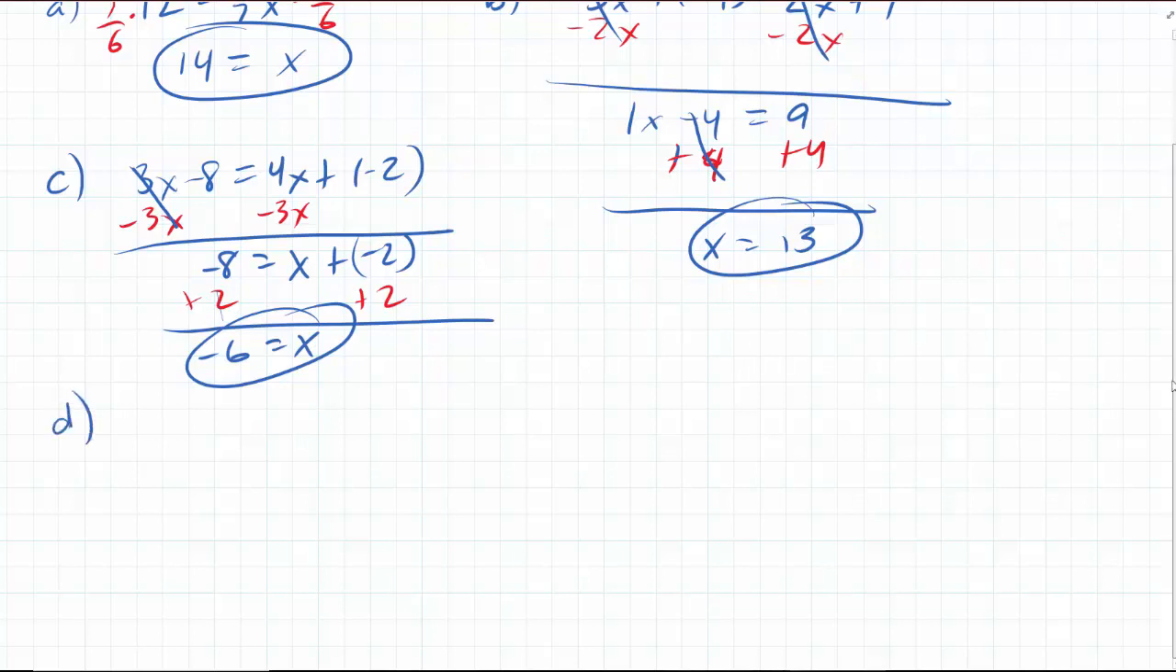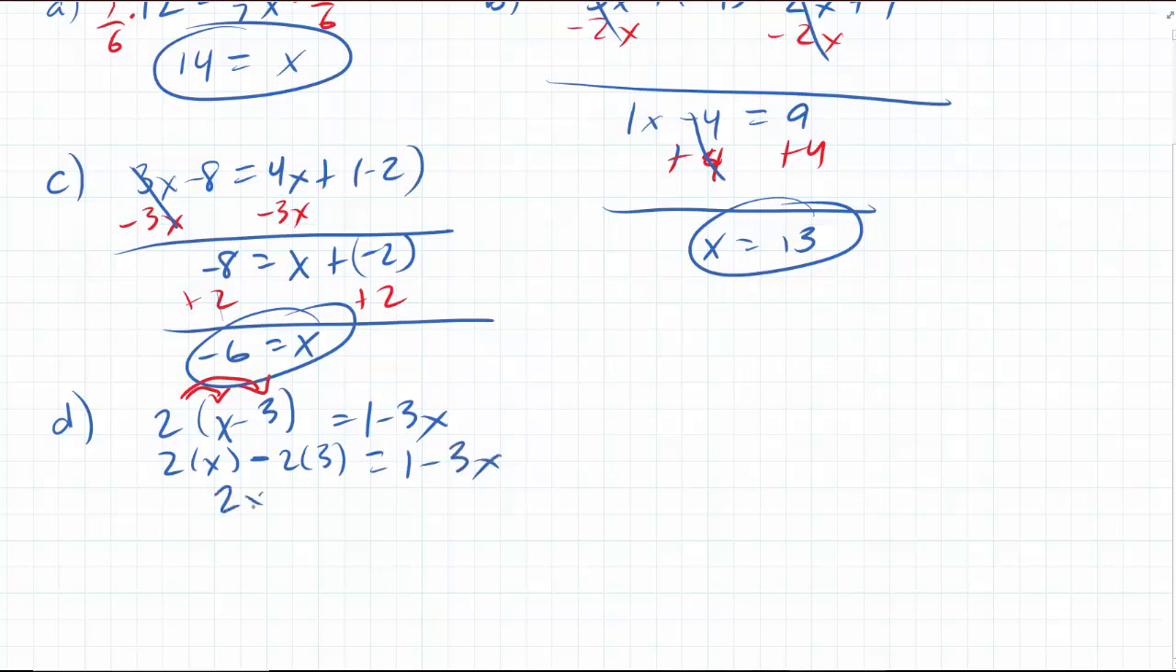Okay, for D, we have 2 times the quantity x minus 3 equals 1 minus 3x. So what we used to do here is, even though this is in parentheses, we used to try to subtract it out, but by now, hopefully we remember, we're going to use the distributive property to make sure we distribute that 2. So we're going to have 2 times x minus 2 times 3, or we could say plus 2 times -3. I'm going to say minus 2 times 3 equals 1 minus 3x. So we have 2x minus 6 equals 1 minus 3x.